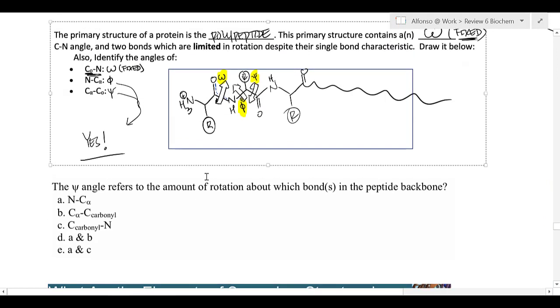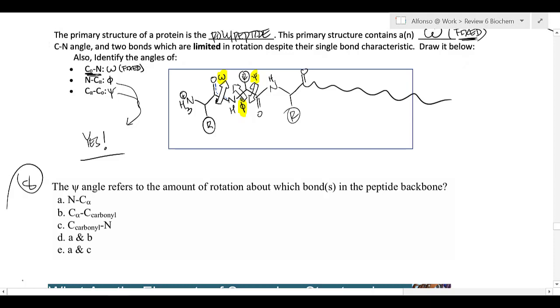Okay, so for number 8, the psi angle refers to the amount of rotation about which bond in the peptide backbone?